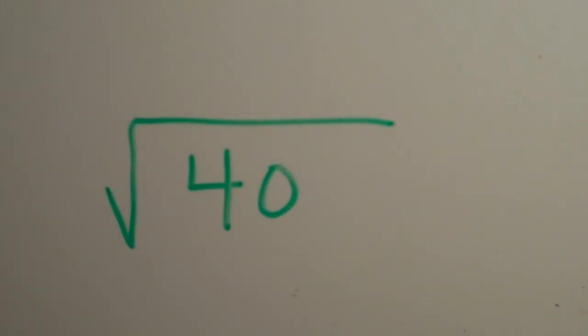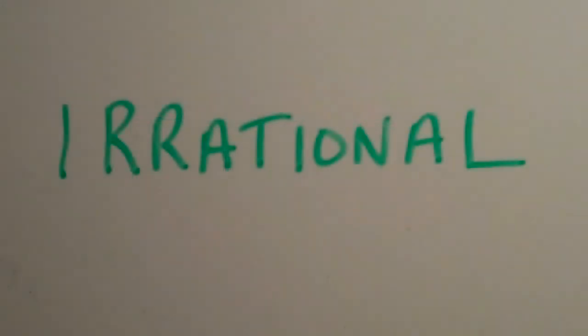How about the square root of 40? Rational or irrational? Hopefully you said the square root of 40 is an irrational number. The reason is the square root of 40 gives us a decimal that is non-repeating and non-terminating.